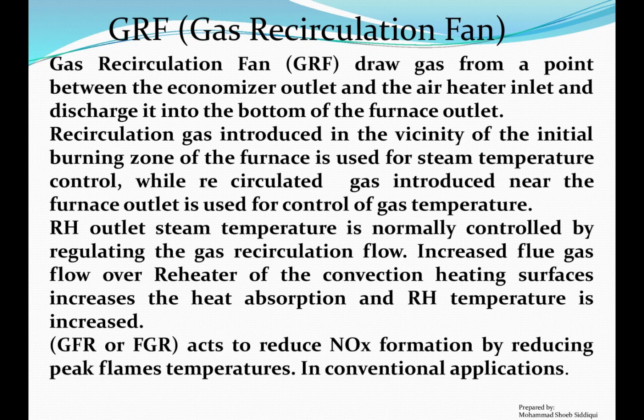The gas recirculation fan (GRF) draws gas from a point between the economizer outlet and the air heater inlet and discharges it into the bottom of the furnace outlet. Recirculation gas introduced in the vicinity of the initial burning zone of the furnace is used for steam temperature control, while recirculated gas introduced near the furnace outlet is used for control of gas temperature.